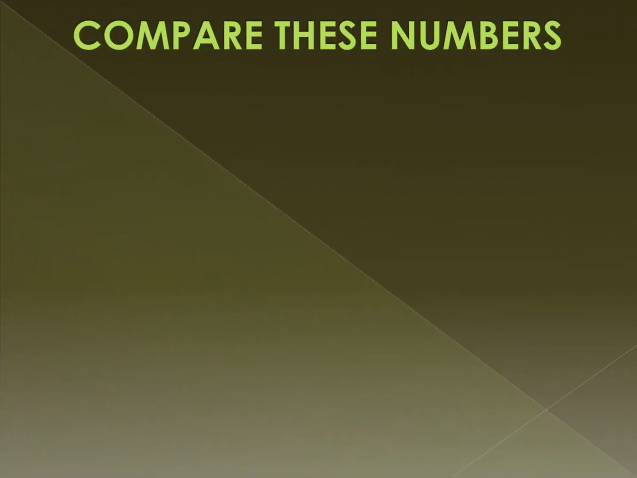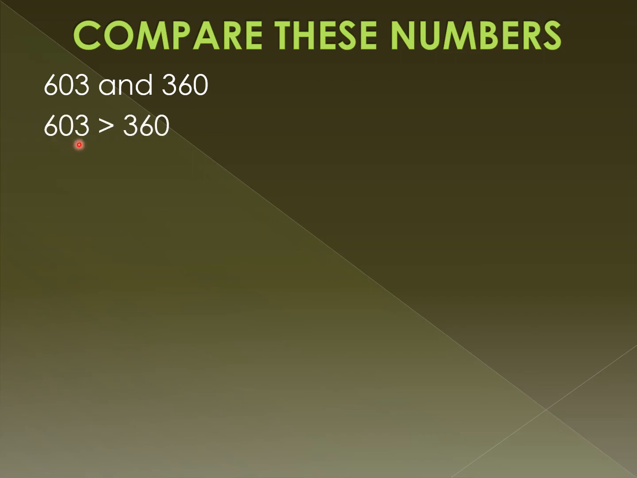Now let's look at a few examples to compare numbers. Now what you can do is you can try to solve these in your notebook, and then you can pause the video and come back and check your answer. So let's look at the first example. 603 and 360. So what we are going to do is, first we compare the leftmost digits, that is 6 and 3. Clearly, 6 is greater than 3, hence 603 is greater than 360.